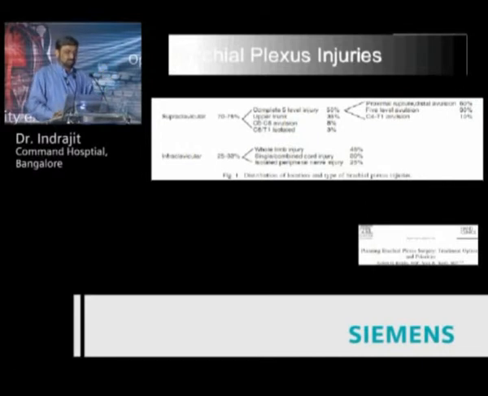But in general, supraclavicular injuries are much commoner than the infraclavicular injuries, and among them, the upper trunk injury is commoner, and a complete level injury is also equally common, and ruptures, proximal ruptures, are commoner than avulsions. This difference between rupture and avulsion is something which I shall tell shortly in the next few slides.